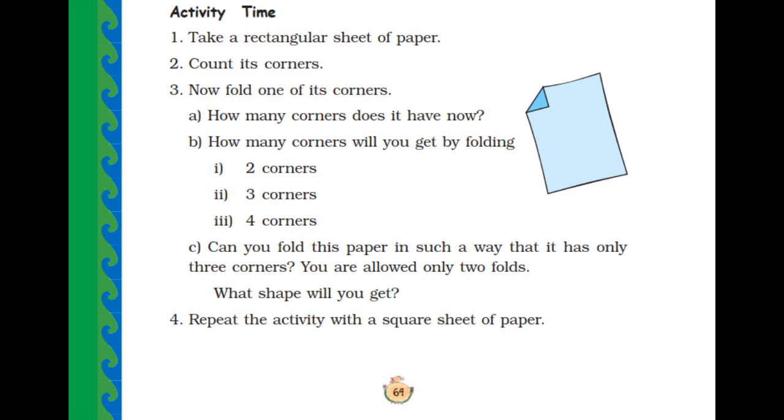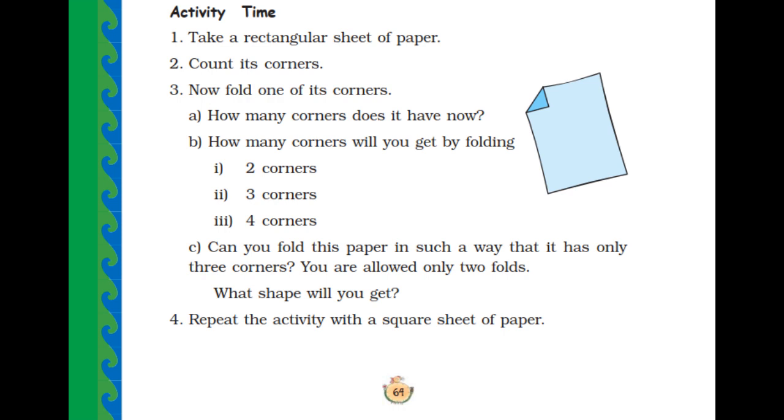Can you fold this paper in such a way that it has only 3 corners? You are allowed only 2 folds. And what shape will you get? Now can you tell me how will you fold? Now try it. First fold, you can make this rectangular sheet of paper by folding one of its breadth. And then you can diagonally fold the paper so that you will get a triangular shape.